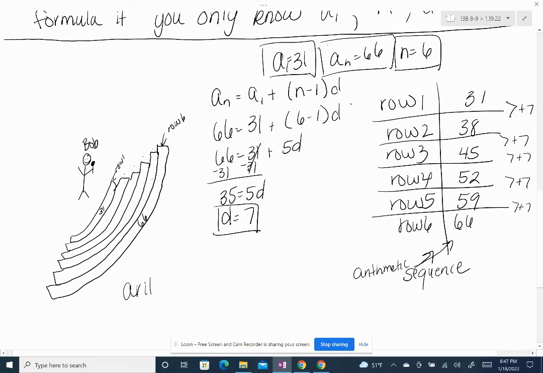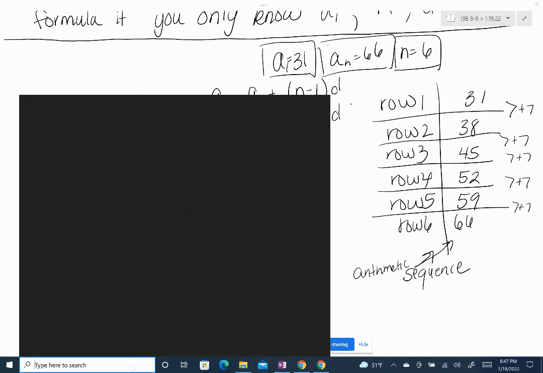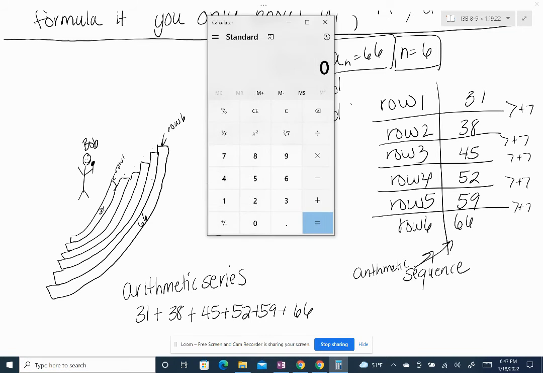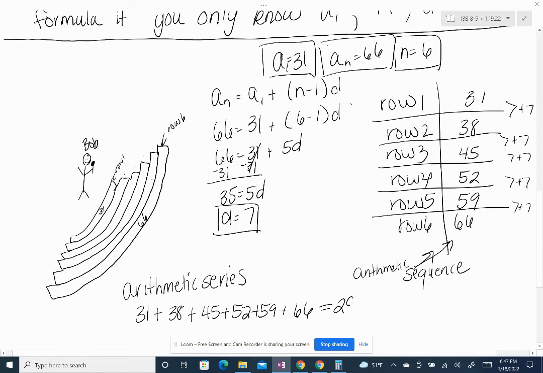For the arithmetic series, you're going to add up all those numbers. So it's going to be 31 plus 38 plus 45 plus 52 plus 59 plus 66. So get my handy dandy calculator. 31 plus 38 plus 45 plus 52 plus 59 plus 66. That's going to give you 291. That's how many seats you have. Let's say you need to buy seat covers for all of them. That's how many you're going to buy.